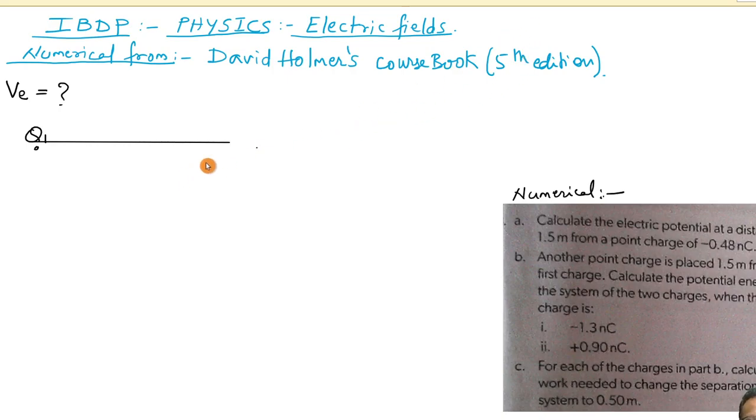Okay, so at this particular point, let us call this point P. At this particular point, he is asking you to find out the electric potential, right? This distance is 1.5 meter, and this Q1, the source charge, is of the magnitude minus 0.48 nanocoulomb. That's it. Now this is a very easy question, provided you know the formula.